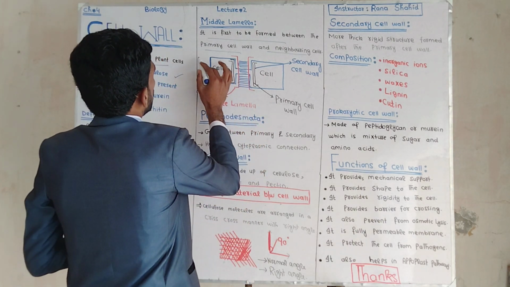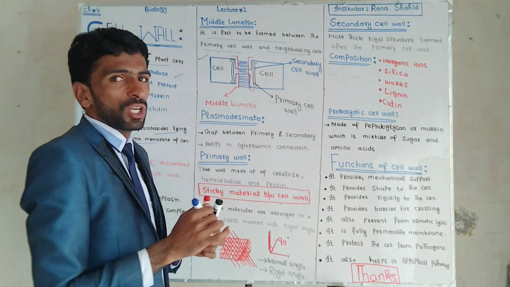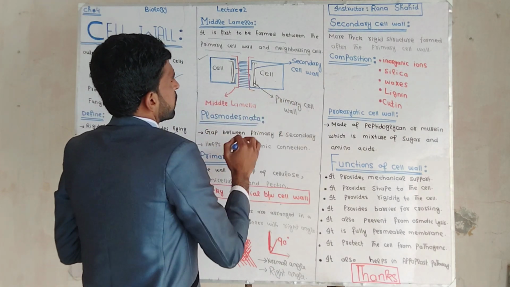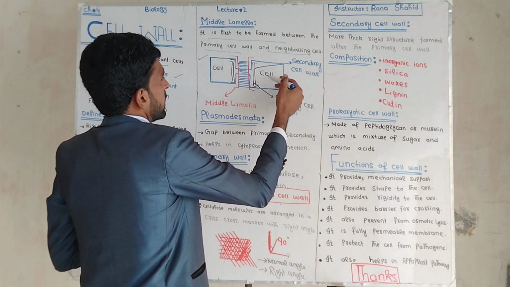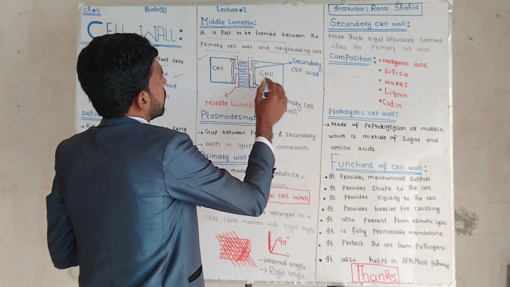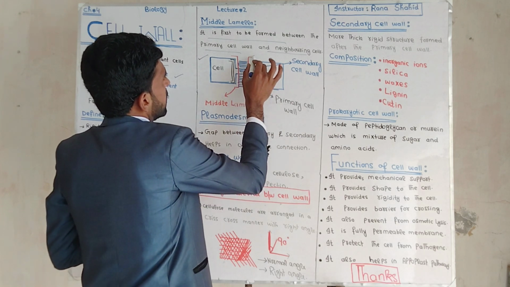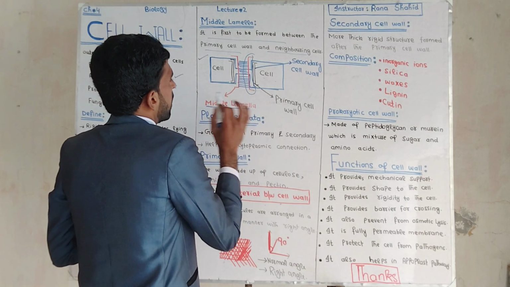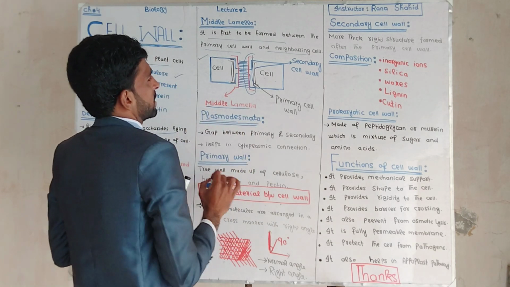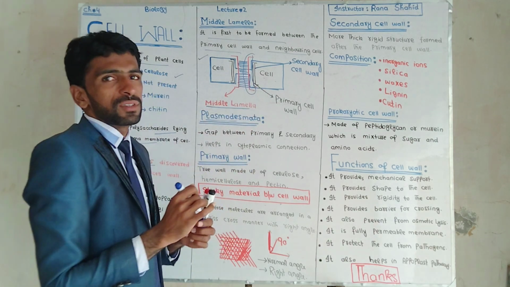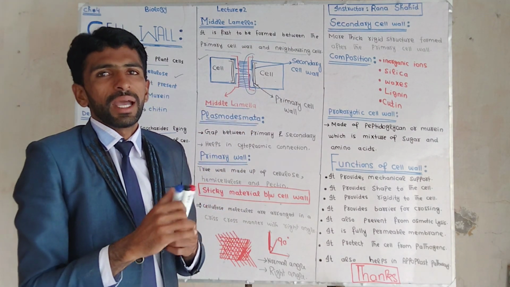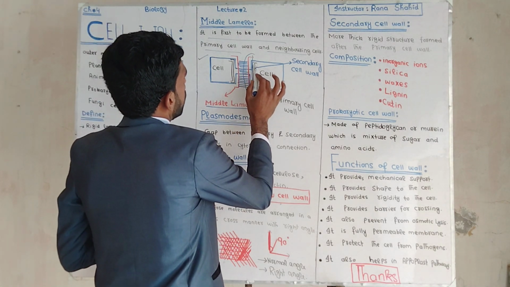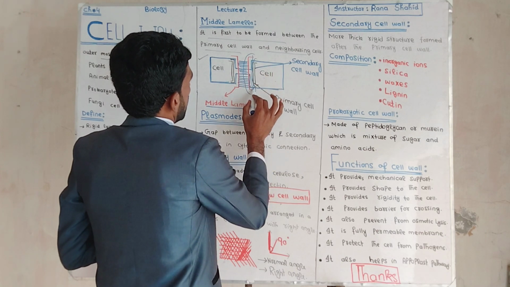Here we will look at the structure. These are two plant cells, first one and second one, with a nucleus and many organelles present in the cytoplasm. These red lines show the main structure, which is known as the middle lamella, and this is known as the plasmodesmata. The middle lamella is made up of cellulose, hemicellulose and some other materials.